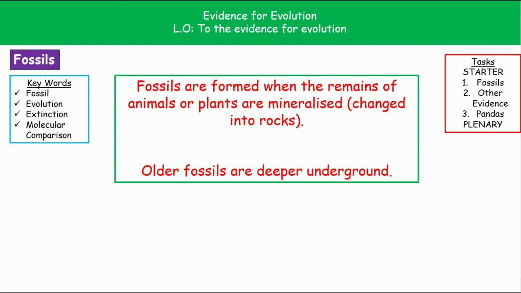So what we actually find then is that fossils are the remains of animals and plants that have become mineralised. And they're formed when those things died and then they became buried in the ground and the minerals deposited in them. And the last question there was the older fossils are found deeper underground. Because if you think about it, when something dies, it becomes mineralised, and then over the years more and more stuff builds up on top of it. So the deeper underground we go, the older the fossils will be.